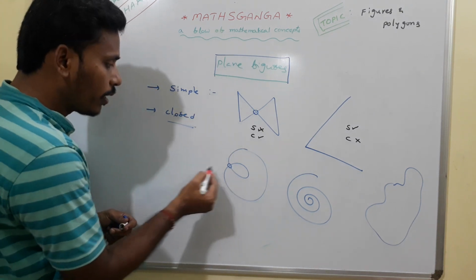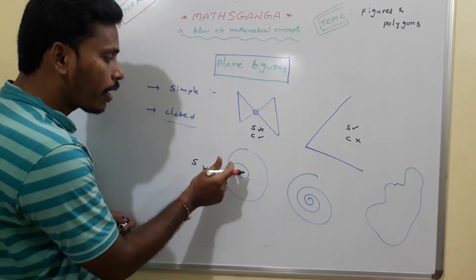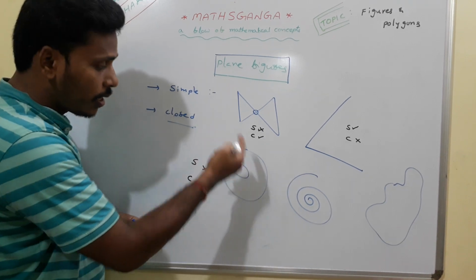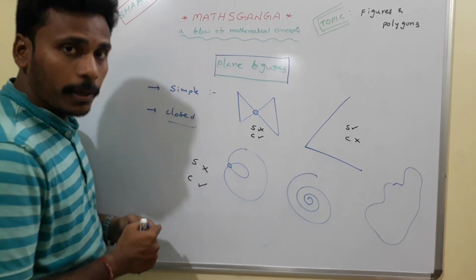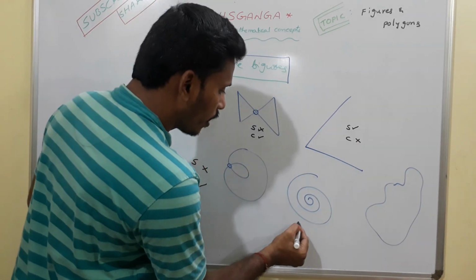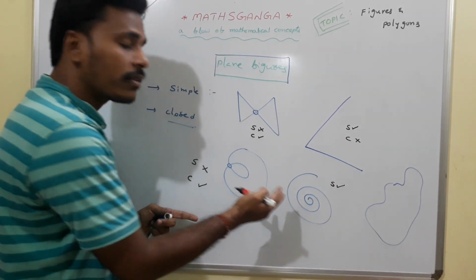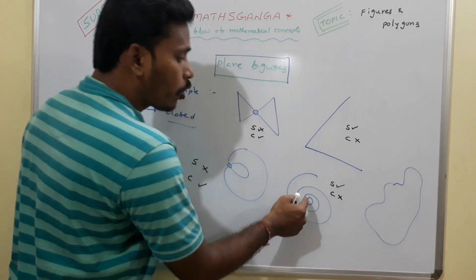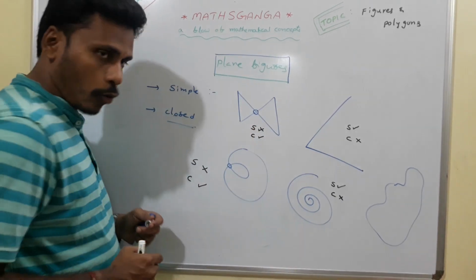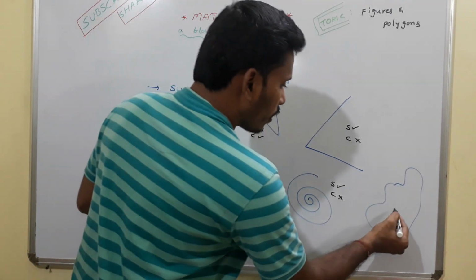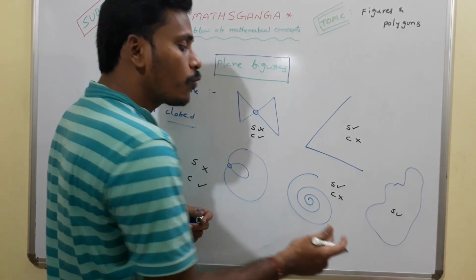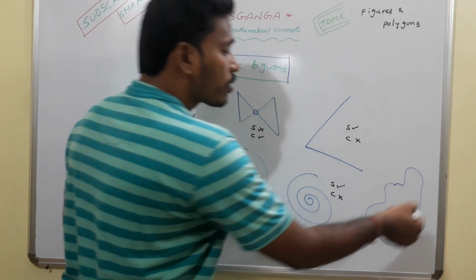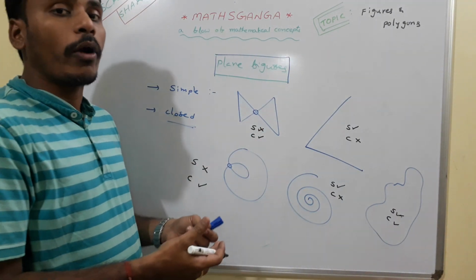Coming to here, this figure is not simple because it has an intersection, and it is closed because the starting point and ending point are the same. Coming to this figure, this is a simple figure because it doesn't have any intersection, but it is not closed, because this is the starting point and this is the ending point. And this figure is simple because it doesn't have any intersection, and it is also closed because the starting point and ending point are the same.